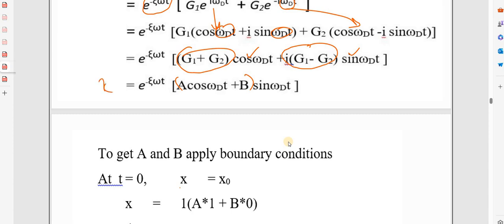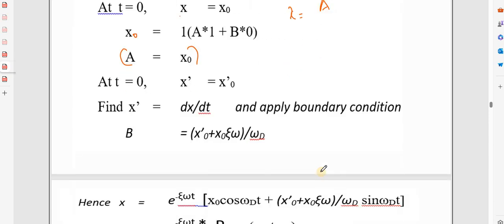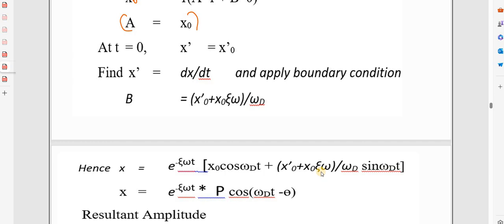So when t is equal to 0, e raised to minus eta omega into 0 is 1, cos 0 is 1, sin 0 is 0. So it will be like this, x is equal to a, so here this will be x0. So a is equal to x0, one we have got. For the second condition, I have to take d by dt. Applying the boundary condition, I will get b is equal to x0 dot plus x0 into eta into omega, the whole divided by omega d.